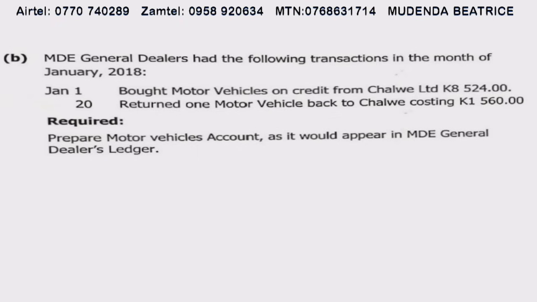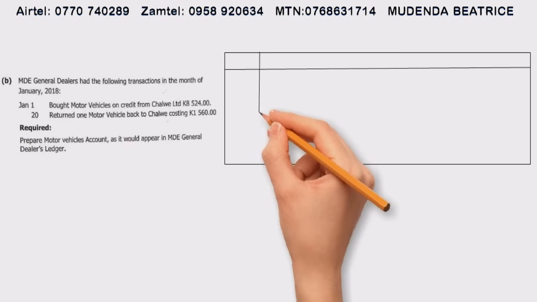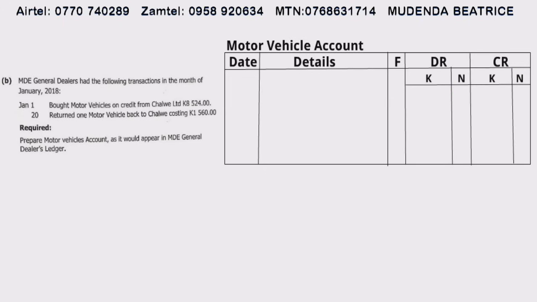Let me zoom in on the question and bring the frame for the motor vehicle account for MDE General Dealers. This is the frame that we are supposed to use. On top, it should read as MDE General Dealers Motor Vehicle Account. So in the ledger it will appear as a motor vehicle account. Then we have date, details, folio, debit, credit.